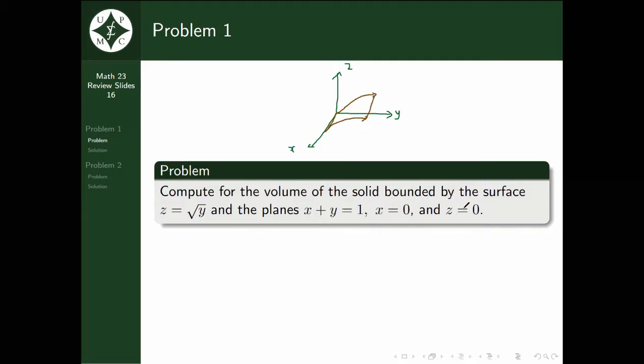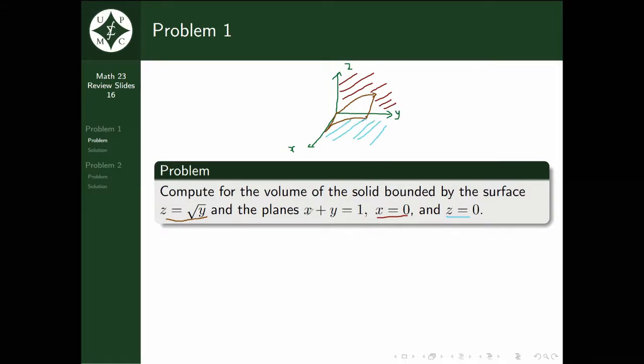So what about the planes? x equals 0 and z equals 0 are actually easy. Let me just note that this is the brown surface. The maroon surface is this over here. That's x equals 0. And the sky blue surface is the thing on the bottom, z equals 0.